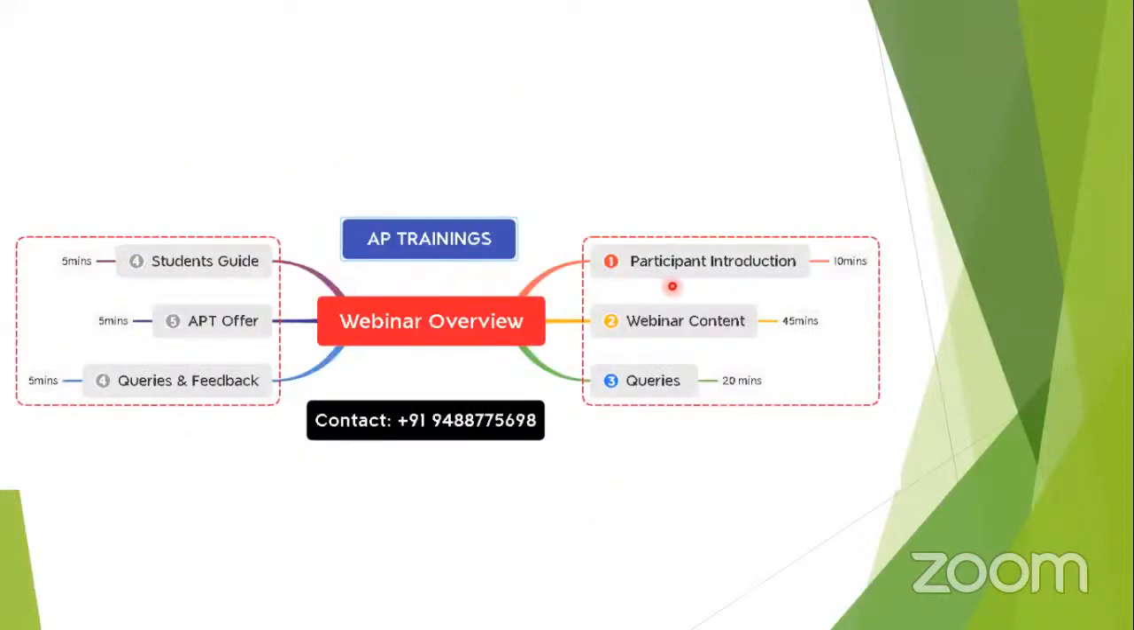The initial 10 minutes will be participant introduction, followed by the webinar content. The trainer will give the webinar content for 45 minutes. Then there is a query session, where you can directly ask the trainer whatever queries you have, and the expert will explain the answers directly to you. Then we will explain the student's guide for 5 minutes, followed by the APT offer for 5 minutes. And finally, the queries and the feedback.